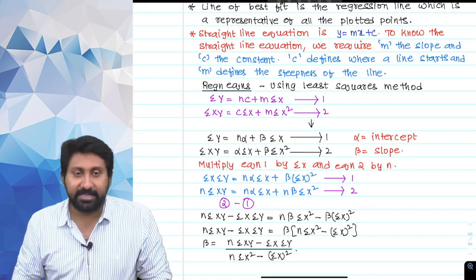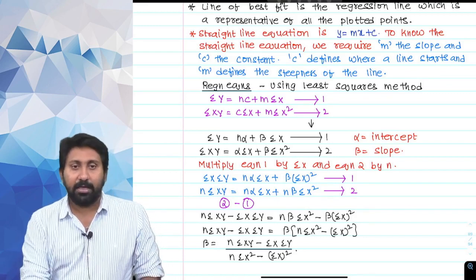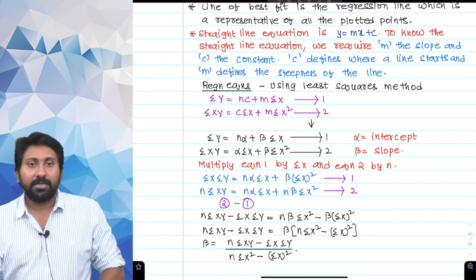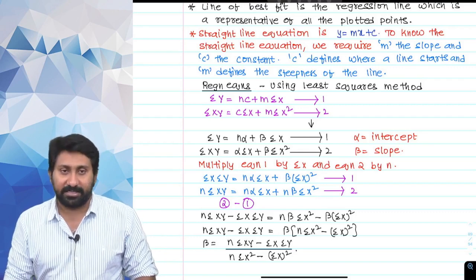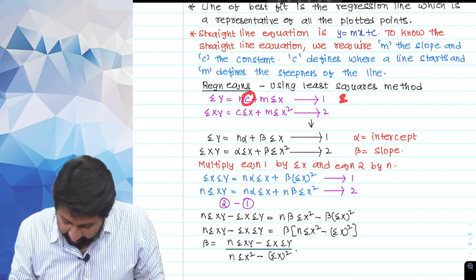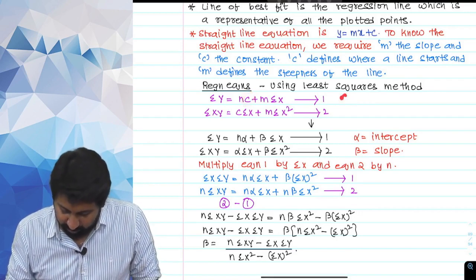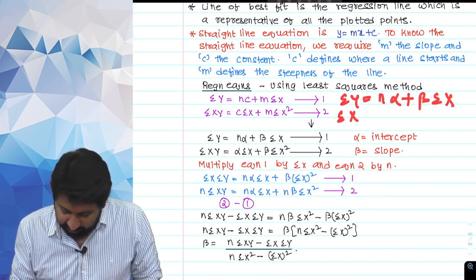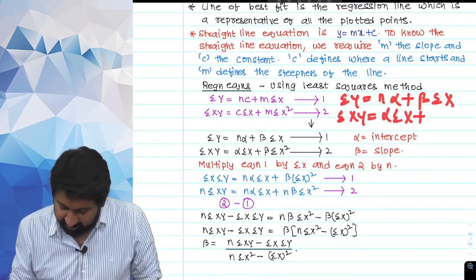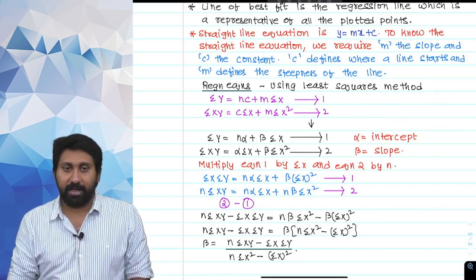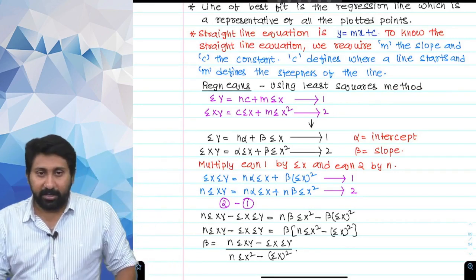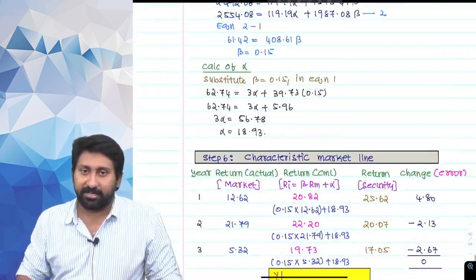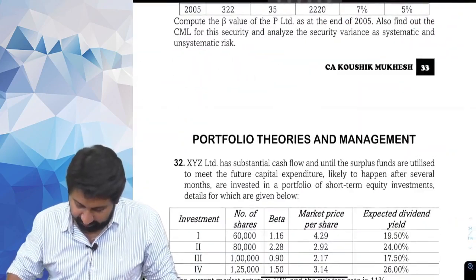See that. Sigma y equal to NC plus M sigma x. Sigma xy equal to C sigma x plus M sigma x square. So C means alpha: sigma y equal to N alpha plus M means beta, beta sigma x. Sigma xy equal to alpha sigma x plus beta sigma x square. So like that we need to derive. I will write it on a separate sheet formally for your understanding, and then we will go into analysis.